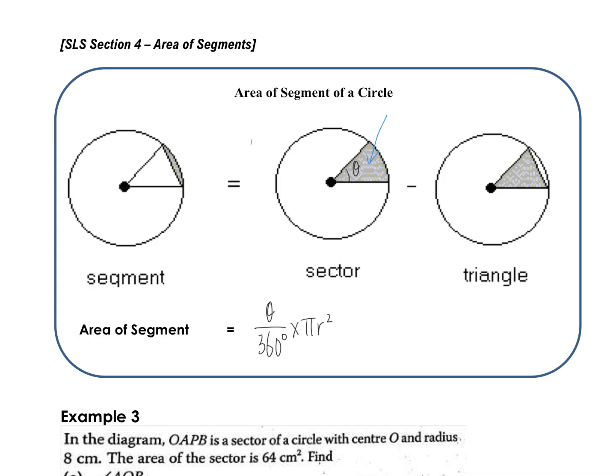But I'm only interested in the final output, which is this part. So I need to minus this triangle. How to minus triangle? What is the area of triangle formula? The A and the B here happen to be radius. So it's half r squared sine theta, because half times A times B times sine theta. The A and the B, they are all r's. So with that, if I subtract them, I get the area of segment here.